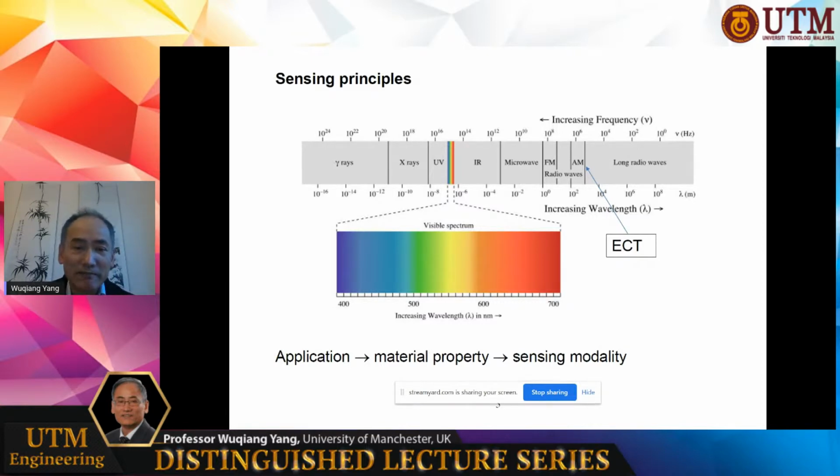In this picture, we can summarize the frequency range from high frequency to low frequency. Our ECT work is around here, a few hundred kilohertz, less than 1 megahertz. That is the frequency range for ECT. If you don't remember, ECT is electrical capacitance tomography.